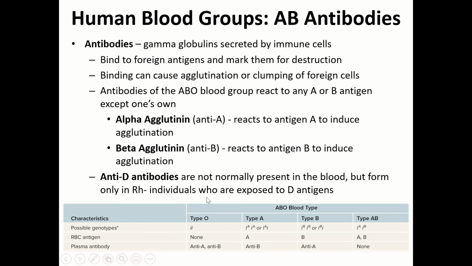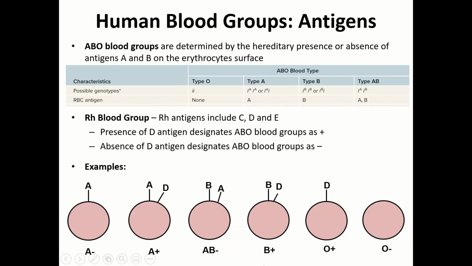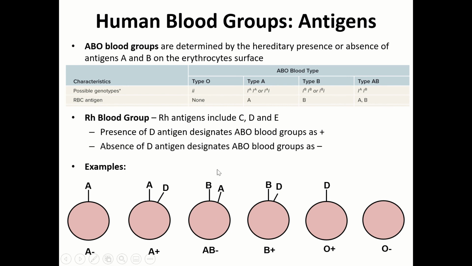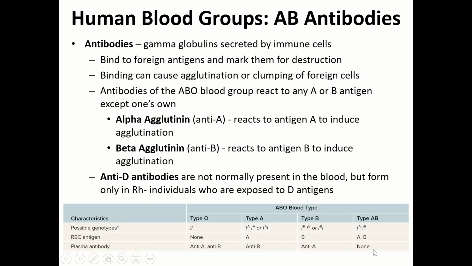For type O blood, we find that these individuals do innately carry anti-A antibodies and anti-B antibodies. If you're a type A individual, you are going to carry anti-B antibodies in your serum. Type B erythrocytes will be coupled with anti-A antibodies. And of course, if you have type AB erythrocytes, right here, where they have A and B antigens, they won't have either of those antibodies.